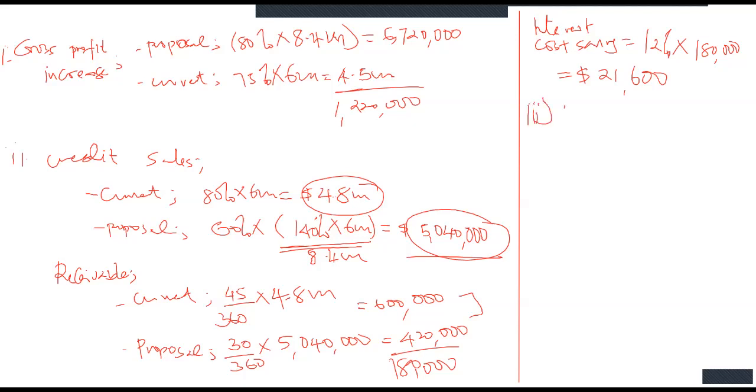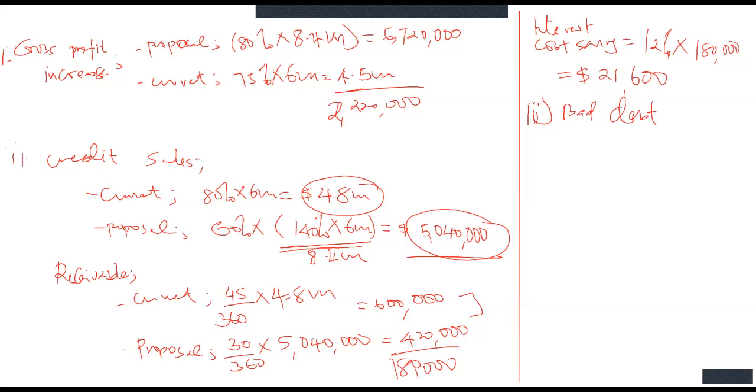The sum is 2.2 million. So bad debt. The next working can be on the bad debt. Now currently, you've been told the company's bad debt averages 3% of credit sales.